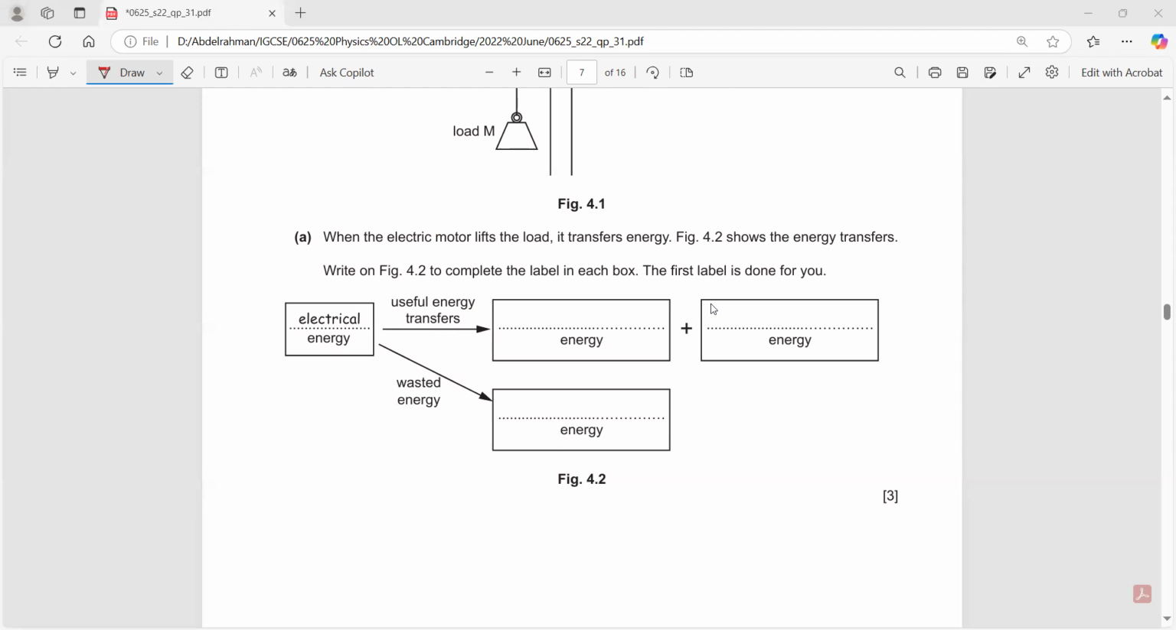Useful energy could be gravitational potential, because it's being pulled up, and kinetic. Yes, and kinetic. What about the wasted energy? Wasted energy is usually thermal energy. Okay, some of it could be sound, but mostly it is thermal energy. Mostly it is heat energy that is wasted due to the friction.